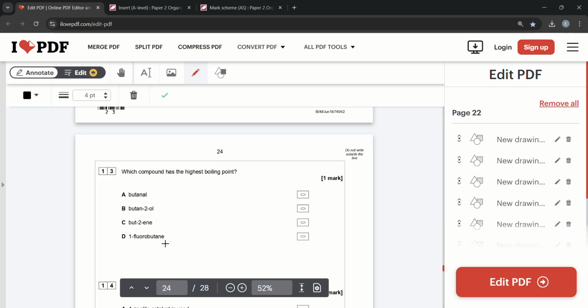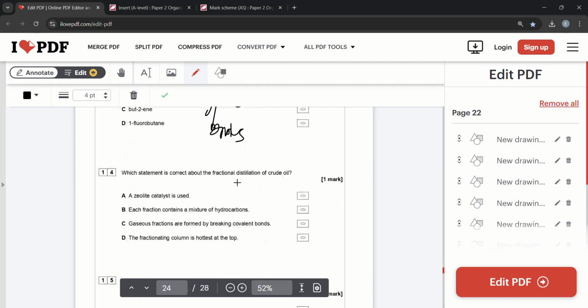Which compound has the highest boiling point? Usually 9 times out of 10 when it asks you for the highest boiling point, we just need to look for hydrogen bonds, and in this case it's butanol, the OH.